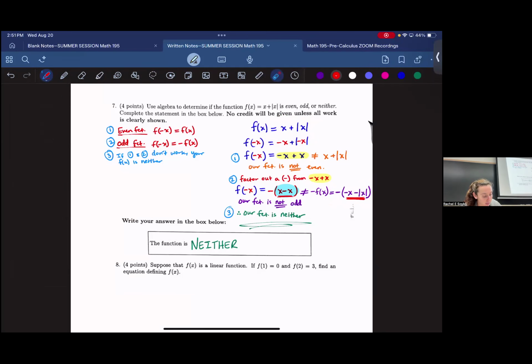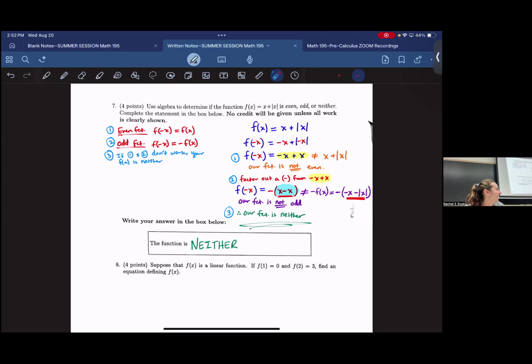If x minus x was equal to negative x minus absolute value of x, then it would be odd, but it's not. X minus x is 0, and negative x minus absolute value of x is the same as negative x minus x, which is negative 2x. Negative 2x is not equal to 0.